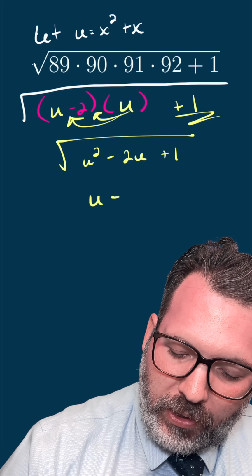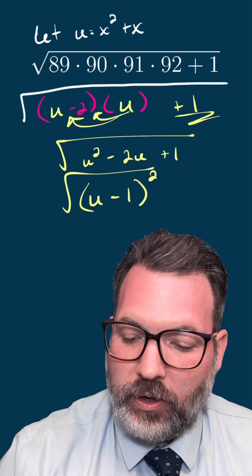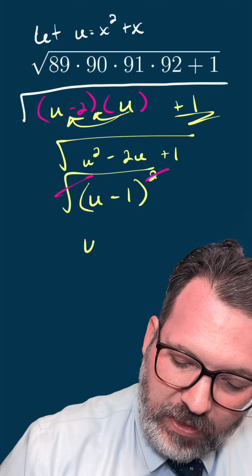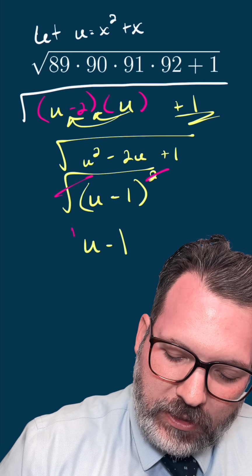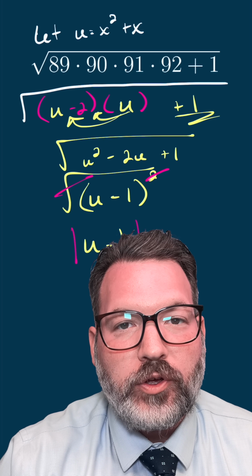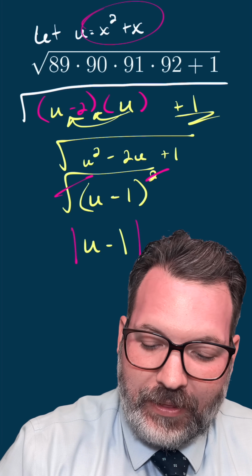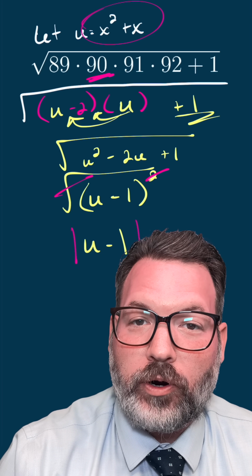And that's interesting because u squared minus 2u plus 1 is the same thing as u minus 1 squared. And now we can cancel out our root, cancel out the square, and we can say this whole thing actually works out to u minus 1. Technically speaking, it's the absolute value of u minus 1, but remember u is equal to x squared plus x, and the x we chose was that nice number 90, so this is definitely going to work out to be positive.